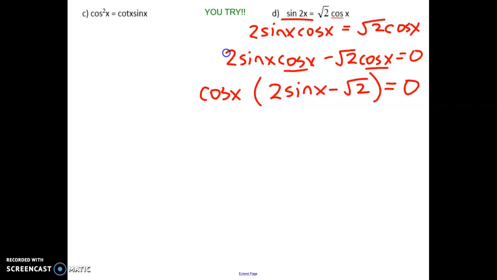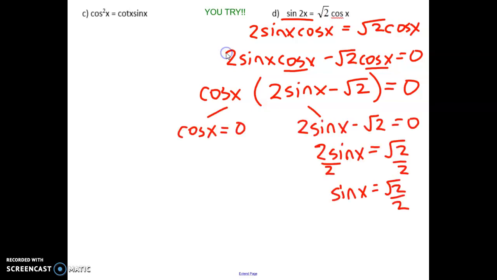So now it's factored. Once it's factored, we set each factor equal to 0 and look it up on our circle. So you should come up with two answers, that cos x equals 0 and that sine x equals root 2 over 2.